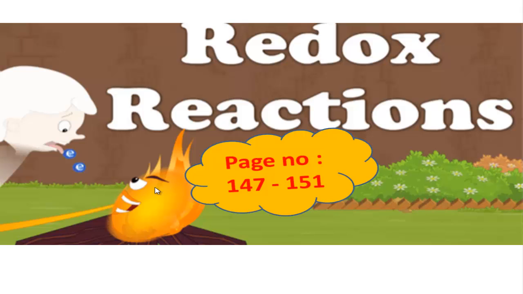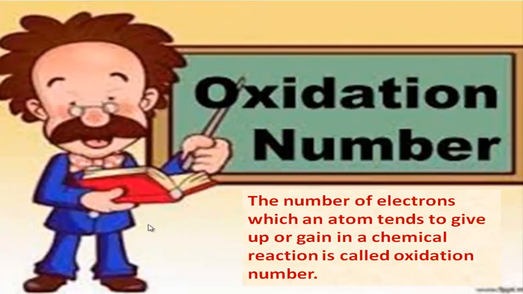In redox reaction, oxidation number plays the most important role. You can say oxidation number is the heart of redox reaction. So at first you have to know about oxidation number. That means you need a clear conception about oxidation number. So at first I will discuss oxidation number.